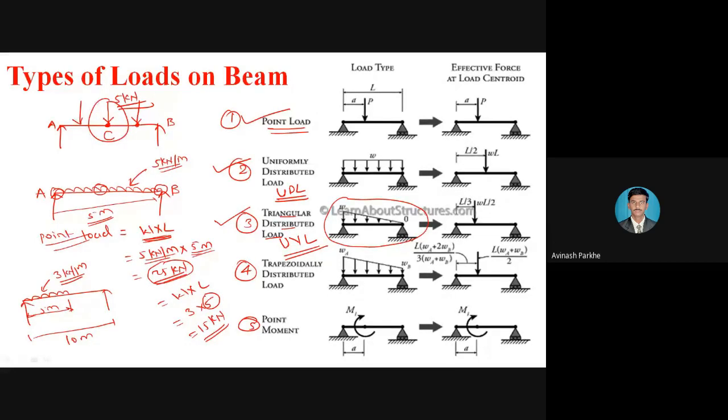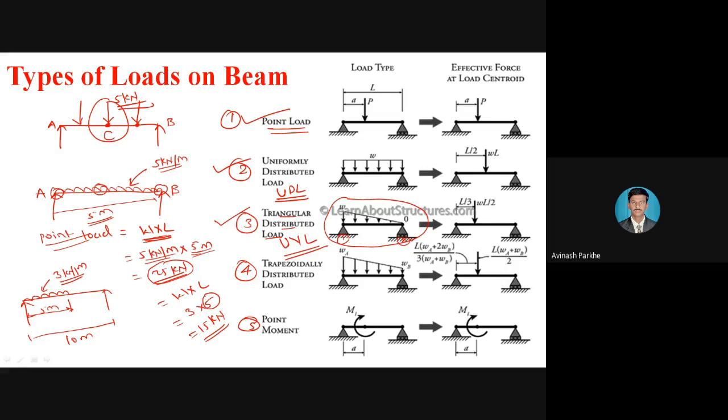What is the circle I have made just now? The beam is supported at this particular support and the second support, but whatever load is applied, it is applied in a triangular manner. Therefore, this is called a triangular distributed load, or it is also called a uniformly varying load. The simple definition is: the intensity of load increases or decreases at a constant rate. The intensity of loading increases or decreases at a constant rate. It is known as a uniformly varying load.